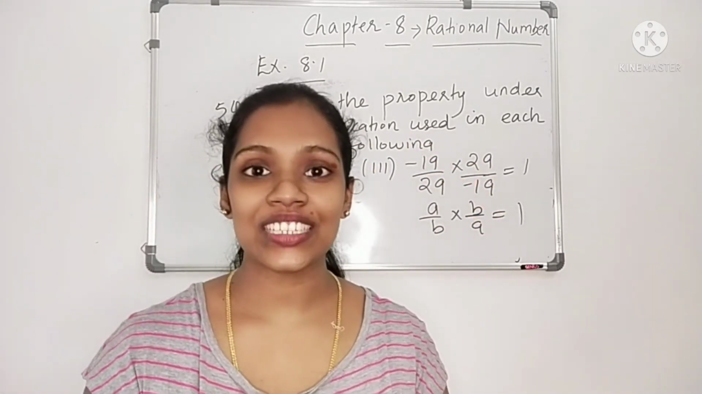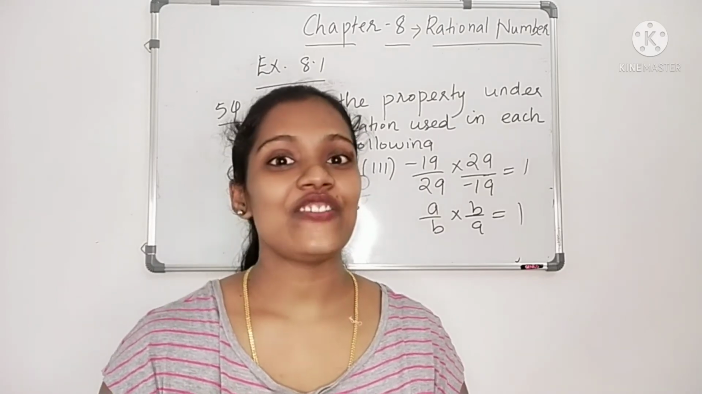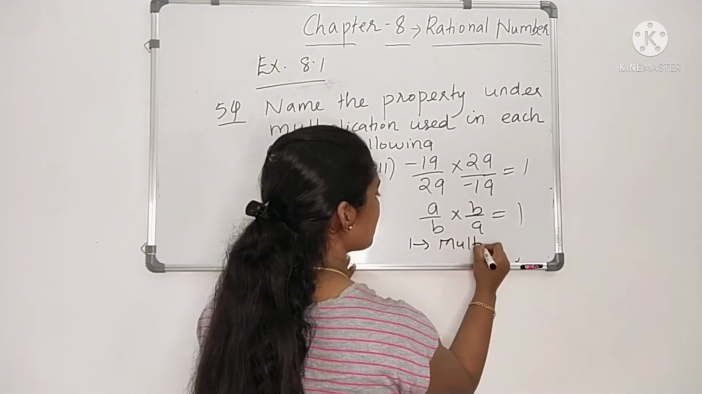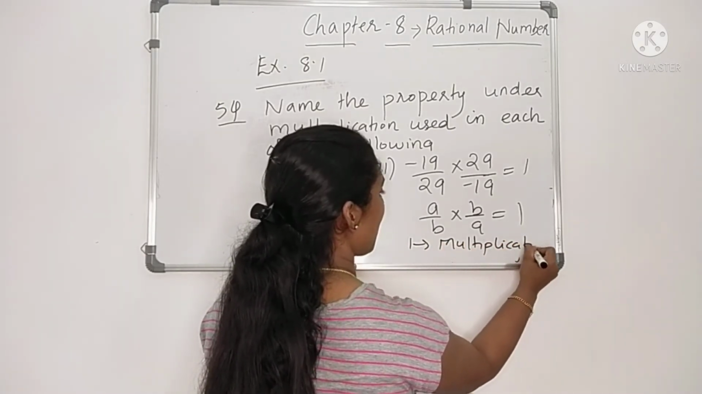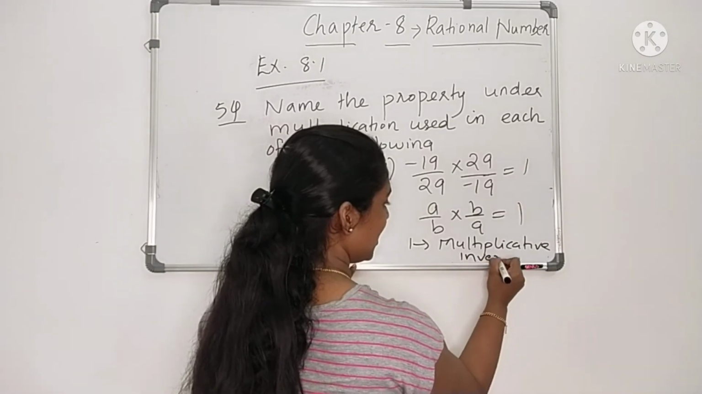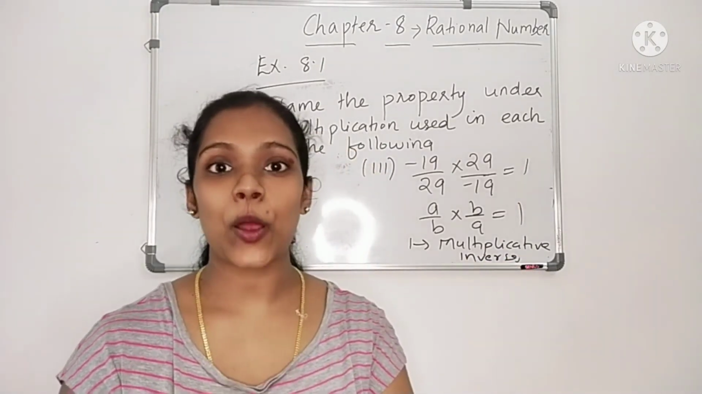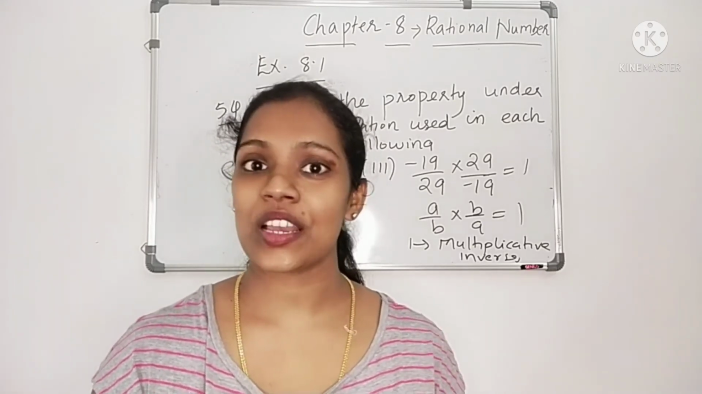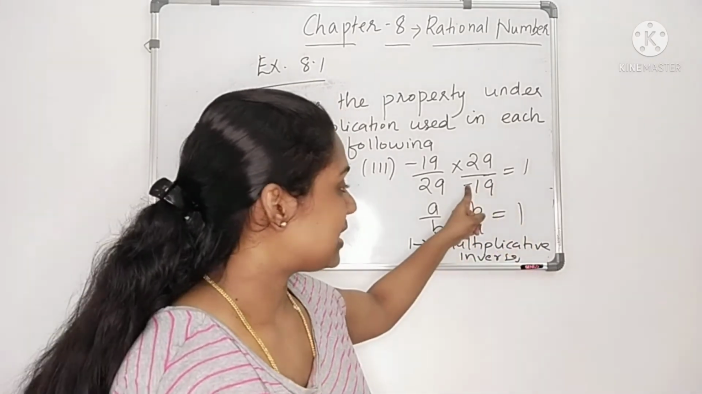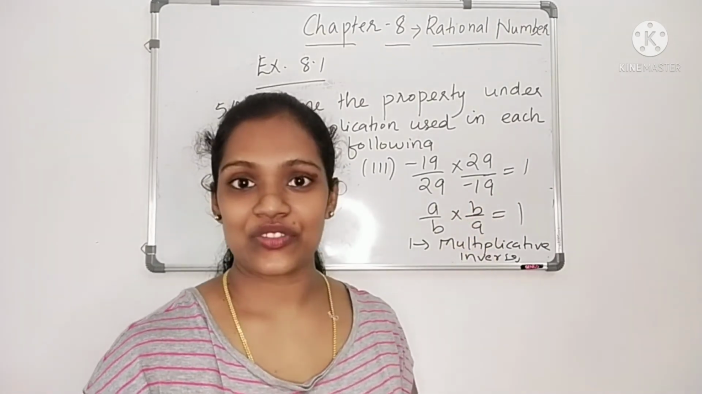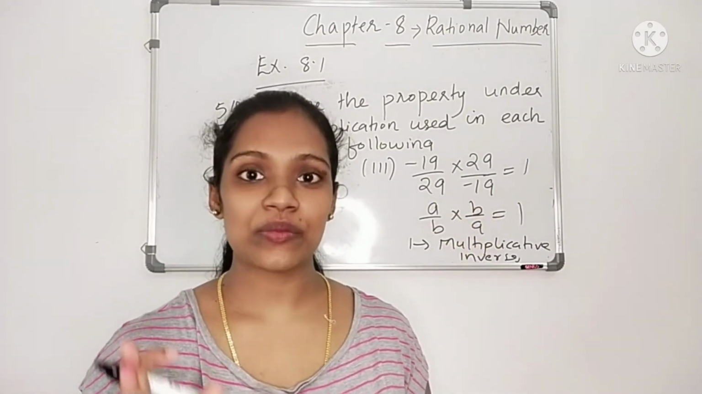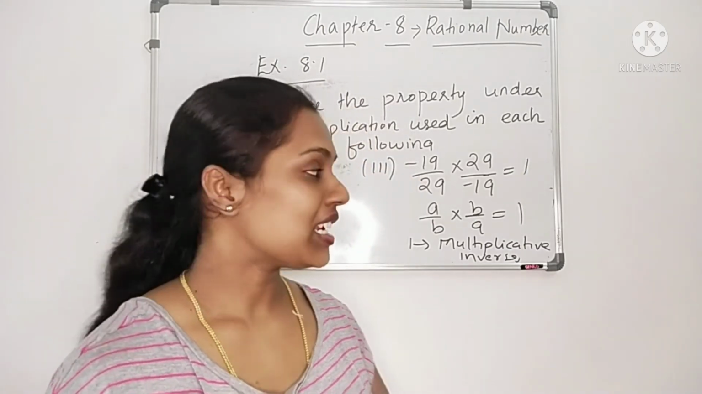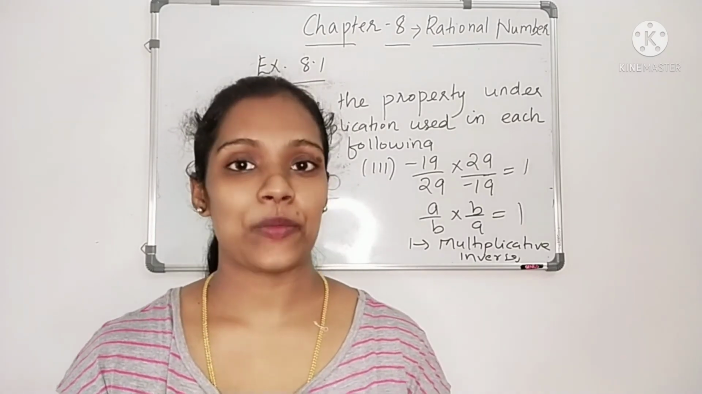So 1 is called the what? Multiplicative inverse. So 1 is the multiplicative inverse, and this is the property used here. You might remember that our last question, question number 4, was based on this property, the multiplicative inverse. We have already covered what the multiplicative inverse is and solved questions based on this property. So here also the same property has been used.